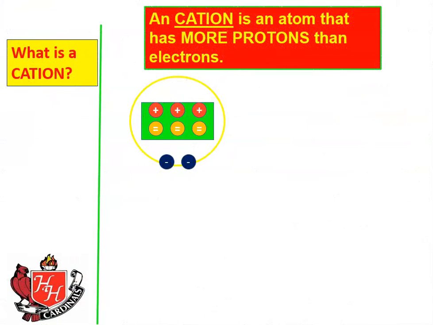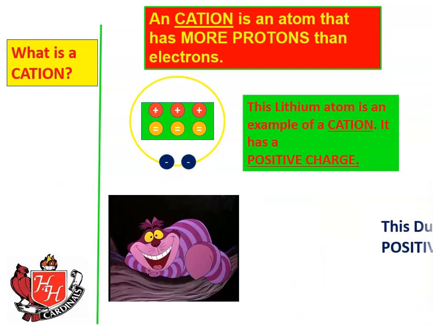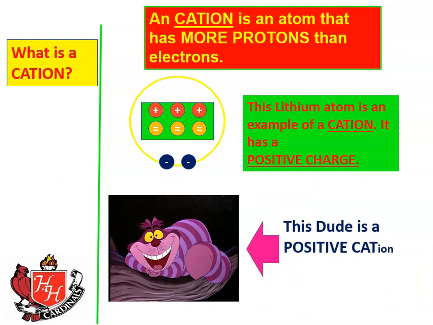Okay, what is a cation? A cation is an atom that has more protons than electrons. In other words, it's a type of ion. So this lithium atom is an example of a cation. It has a positive charge. The little mnemonic we use is this: the smiling cat is positive. So he's a positive cation. So cations are positive.